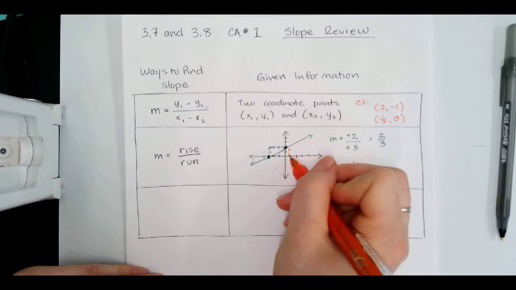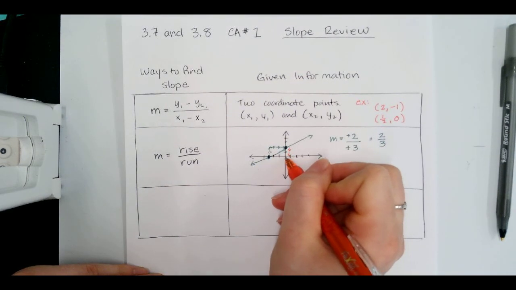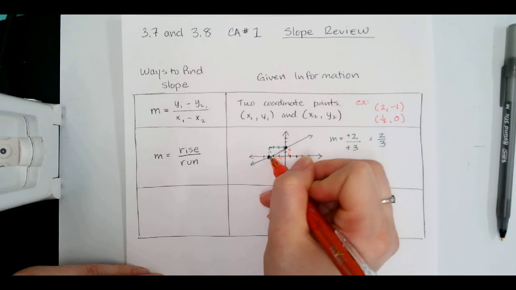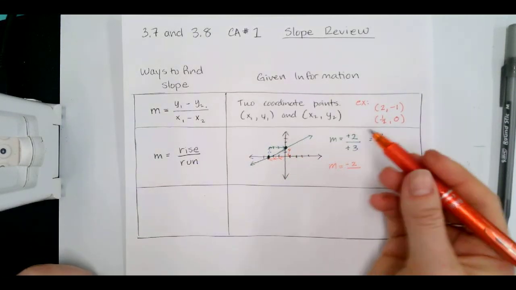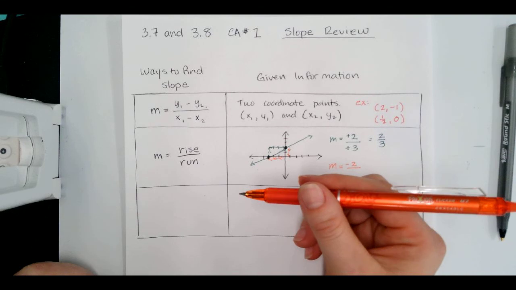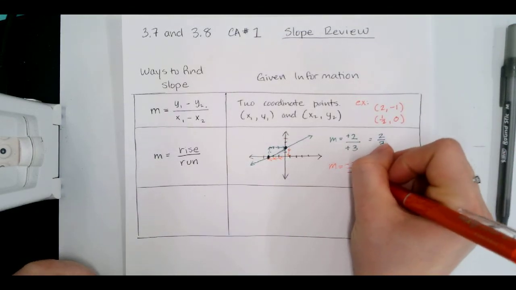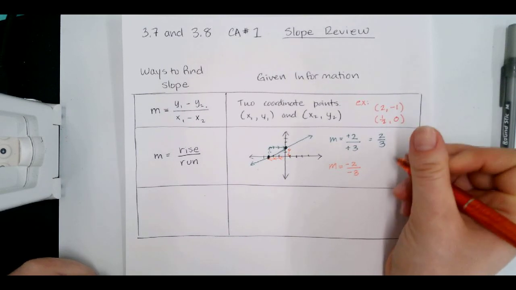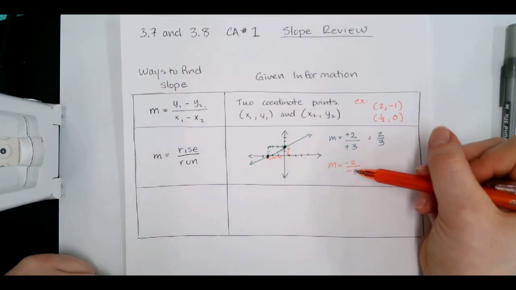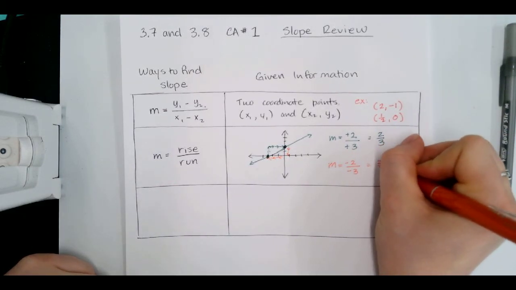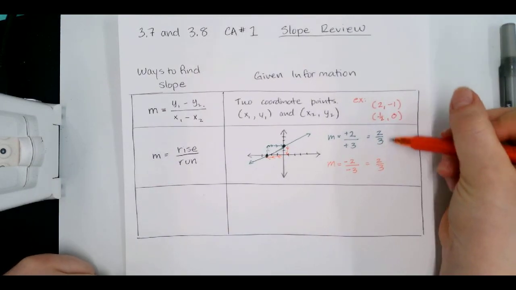And how many do I need to run? So I go 1, 2, 3. Okay, so I went left 3, which is going back 3. When we do that, that's a negative number. So that's negative 3 for my run. And then what is a negative divided by a negative? Well, it's a positive number, 2 over 3. So notice our slopes came out to the exact same number.